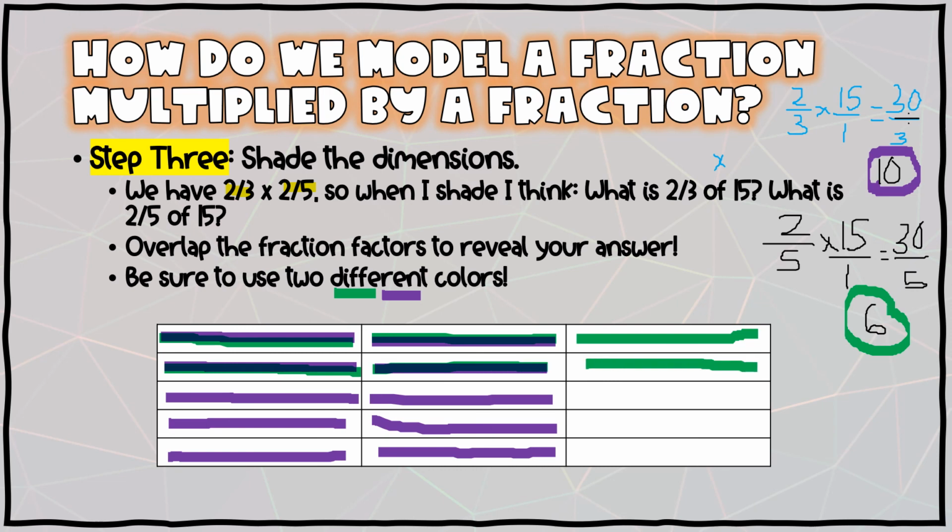So I've shaded my 6 and I've shaded my 10. The answer is the part of the chart, or the model, I guess, that overlaps. So that part that overlaps is right here. And if you take the yellow part out of the whole shape, it gives you 4/15, which models our answer.